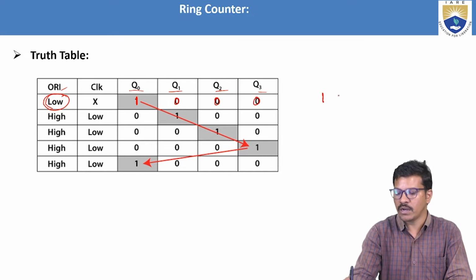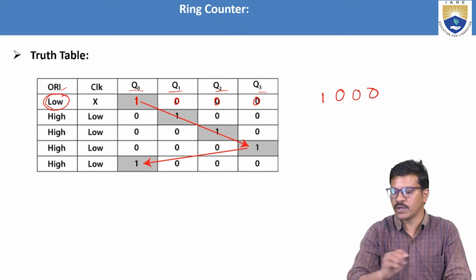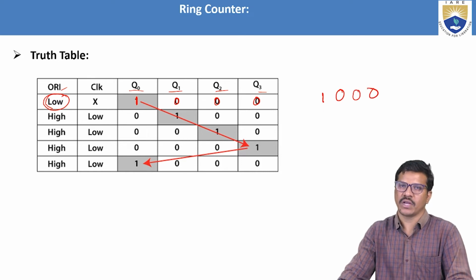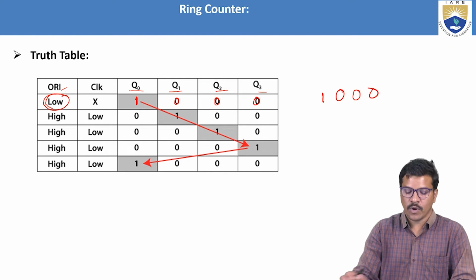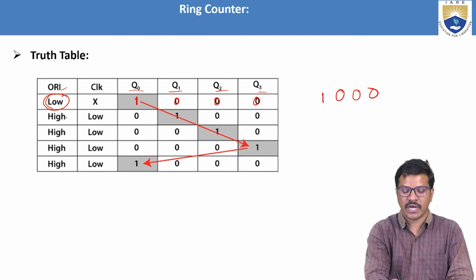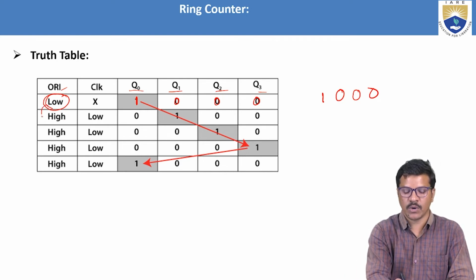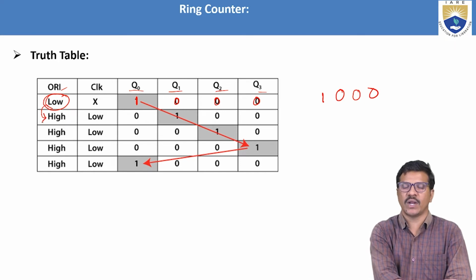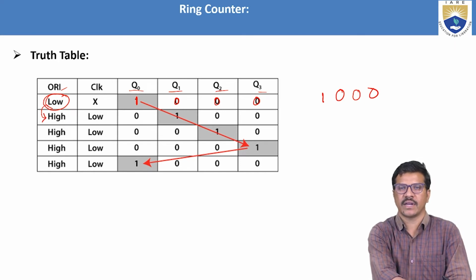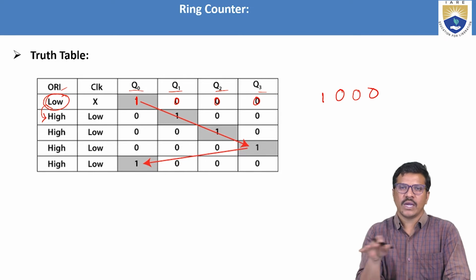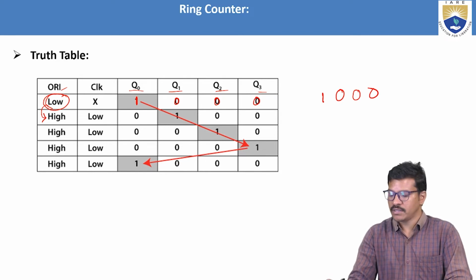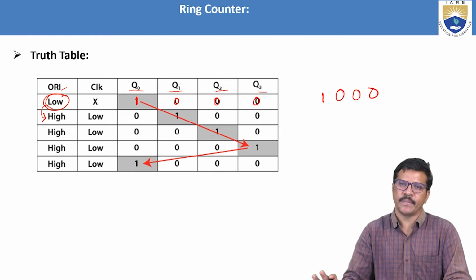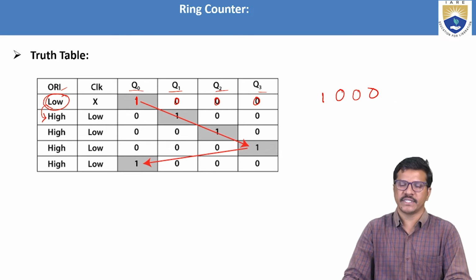So 1, 0, 0, 0 is the initial value of the ring counter. What if the reset input is changed from logic low to logic high? When it goes from low to high, from the next clock on, the asynchronous inputs, preset and clear, are disabled. So here the preset and clear do not work at all.